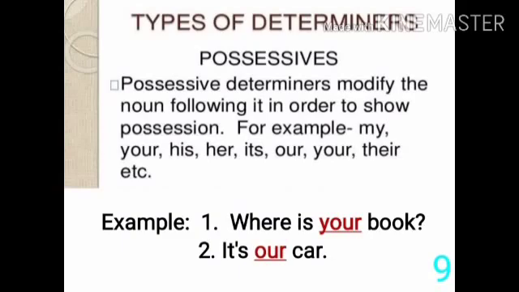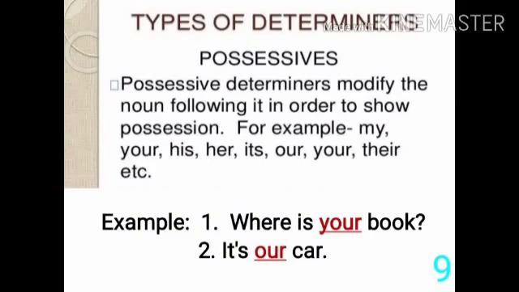Possessive pronouns are words that we use to show ownership. Let's look into examples of them. First, where is your book? Here we have used your to point out the book which belongs to you. Let's look into the next example. It's our car. Here we have used our to point out the ownership which belongs to us. As possessives determine the ownership of a noun, they come in the category of determiners.